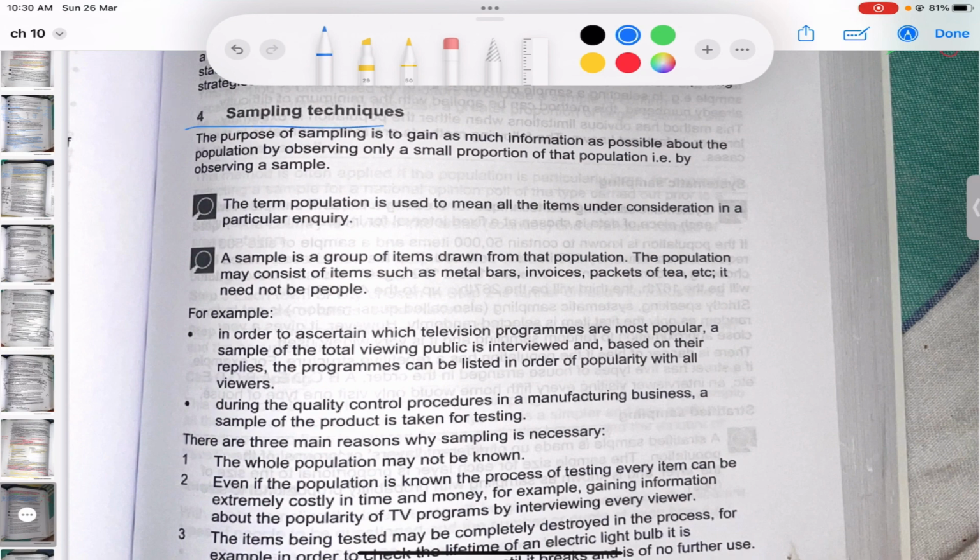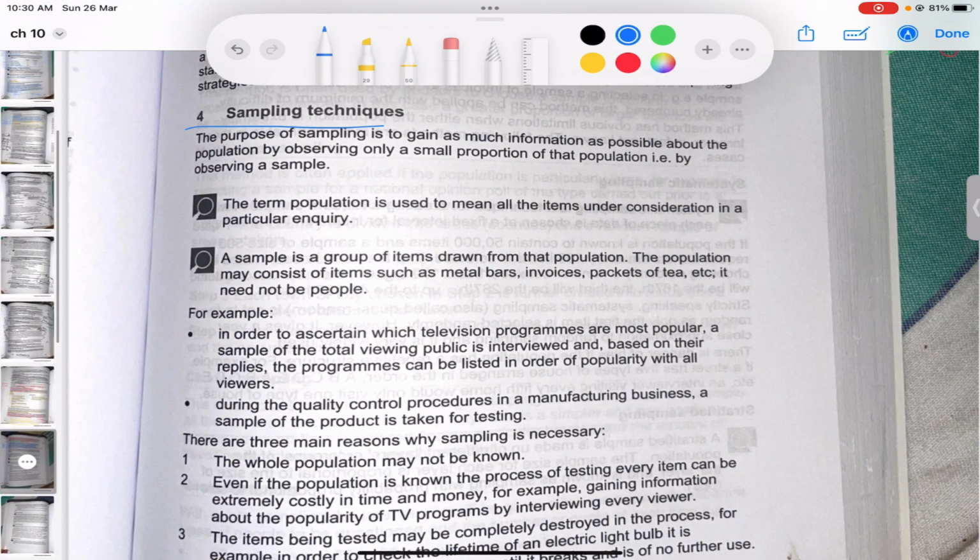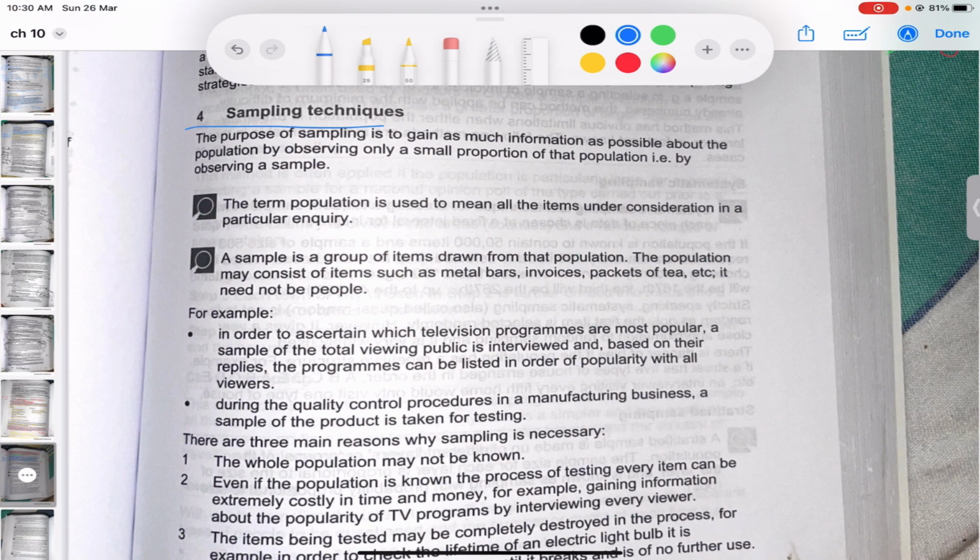Okay, so now we come to the most important part in this chapter, and that is sampling. We will be talking about what sampling is, the methods of sampling, and the different ways of sampling. The purpose of sampling is to gain as much information as possible about the population by observing only a small proportion of that population.